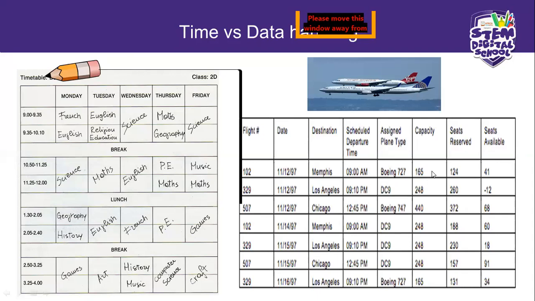And then capacity here means how many people this aircraft can take? Okay, we can see here it can take 165, the Boeing 727. Yes, the private jet as well. And then we see here DC-9 has a capacity of taking 248. Wow. If we look at this table, which plane do you think can carry more people?